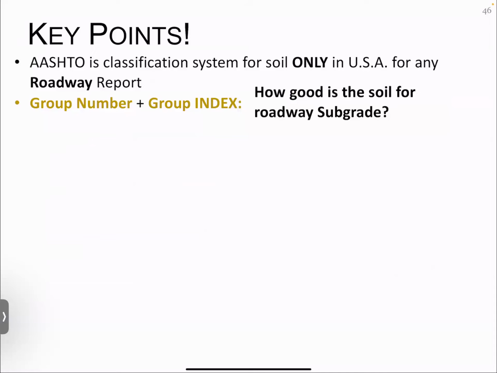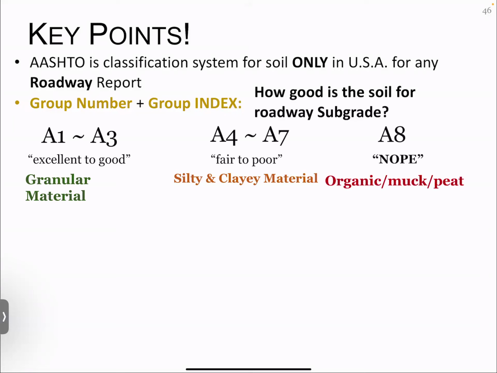All right, so the key points to AASHTO. It consists of the group number plus this group index. And again, it's always geared towards, is the soil good for roadway subgrade? So conceptually, is an A-1 soil better than an A-7 soil? Just by seeing the classification, you have some engineering significance to it. So we have our A-1 through A-3, A-4 through A-7, and organic soils, A-8s. Anytime you have that, even if it's in a pond design, you just remove it basically.